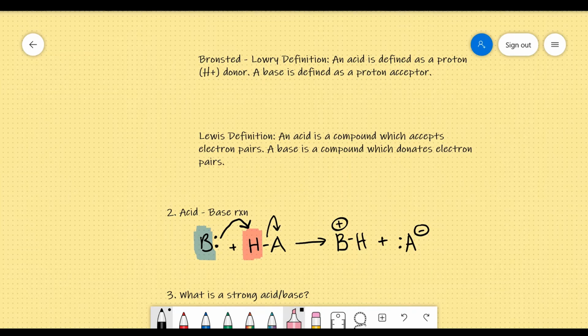Okay? Now, another thing that we need to note. Whenever we have an acid-base reaction, the base always gains a hydrogen, the acid always loses it. And this causes two things to appear in our product side.